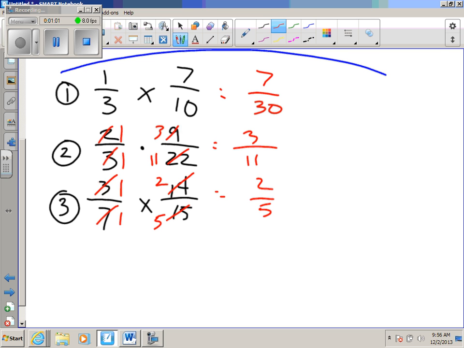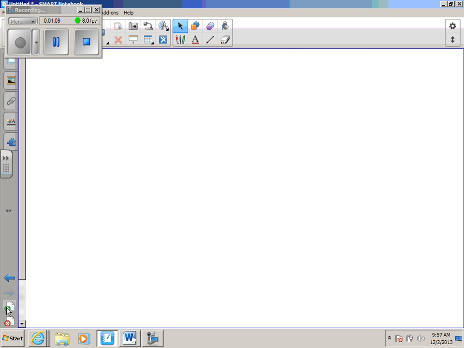How many of you got all 3? 2 out of the 3? Okay. All 3? Good. So today, the title is a little bit misleading because you're going to be doing more than just multiplying. In some cases, you'll be multiplying. In some cases, you will be dividing.